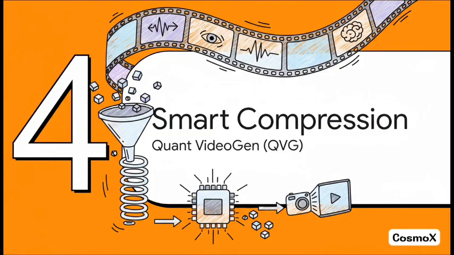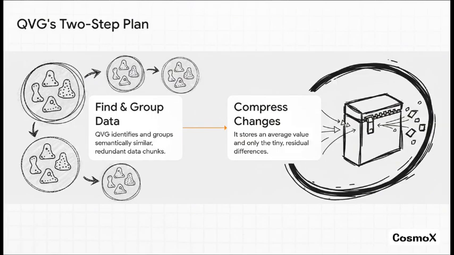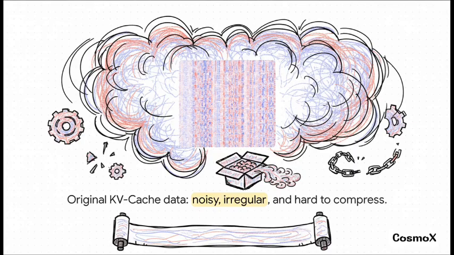Okay, so this brings us to the actual solution. It's a clever compression trick called QuantVideoGen, or QVG for short, and its entire job is to tackle that memory-hogging KV cache. The plan is actually pretty simple, but it's super powerful. QVG has a 2-step plan. First, it looks at all the data and groups together all the similar repetitive stuff. Then, and this is the key, it only bothers to remember the differences, the small changes from one frame to the next. Okay, take a look at this. This is what the raw data in that KV cache looks like.